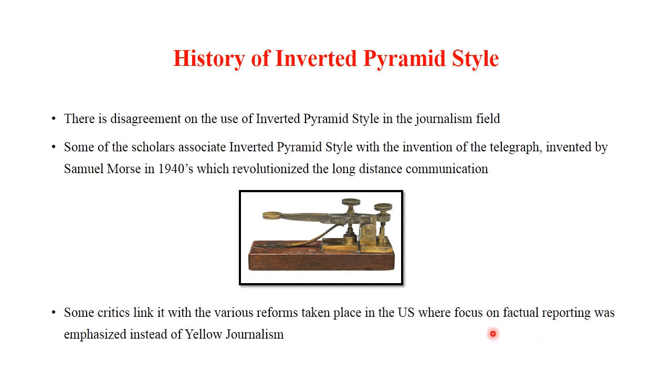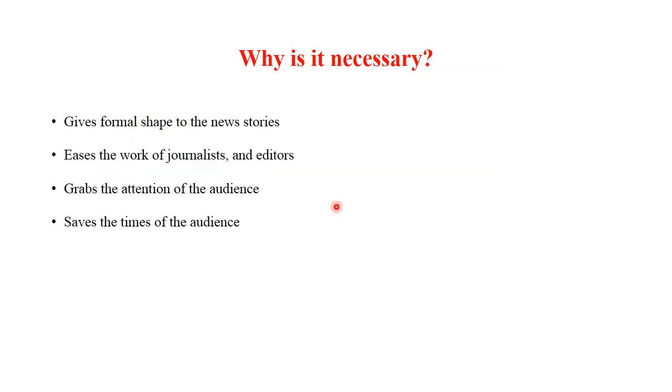So it is because of the various reforms, rules and regulations, and movements which had taken place in the US, which forced journalist communities to develop a particular structure which could give truthful, factual information to the people. But okay, this is just the history of what we know.